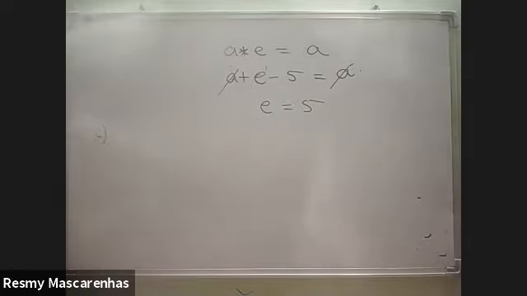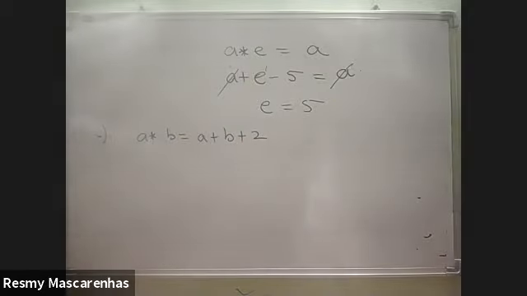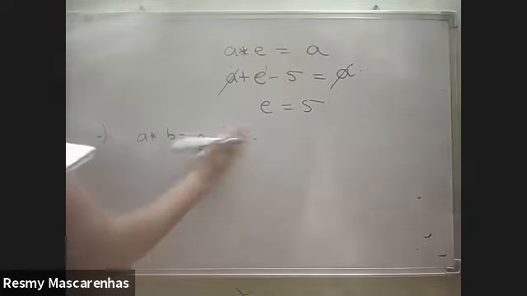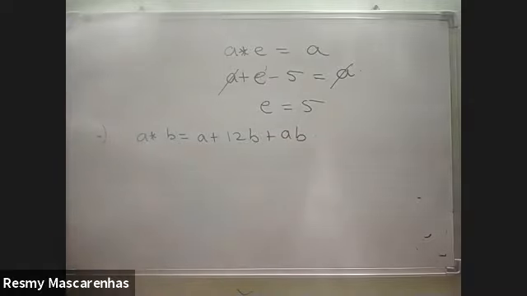Okay, sixth one. A star B is equal to... so you have to, sorry, I wrote the wrong one, I think. 12B. Okay, this one, sixth one. Find 2 star 1 by 3.